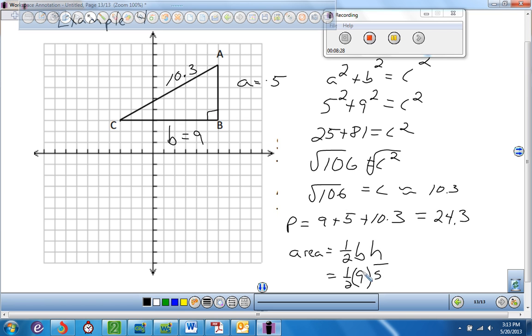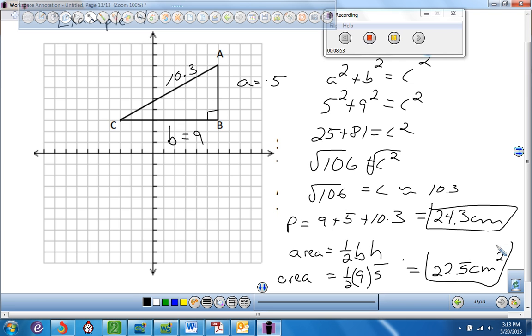Okay, so we would multiply 5 times 9 times 1/2, and so then area in this case would be equal to 22.5 centimeters squared. I should have put centimeters here. Okay, again, because perimeter is a length or a distance, so it only has unit to the first power. Here, area would be squared units.